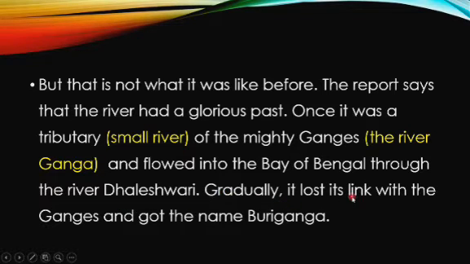Gradually, it lost its link with the Ganges and got the name Buriganga. That means once it was a small river coming out of the mighty Ganga and entering into Bangladesh, it took the name Buriganga. And now presently it has lost its link with the river Ganga.